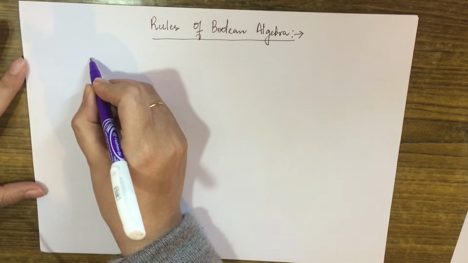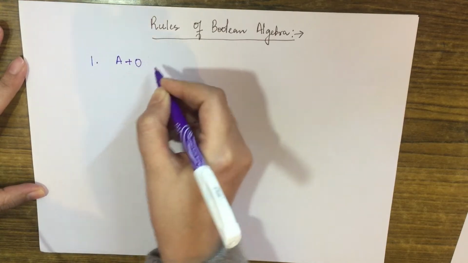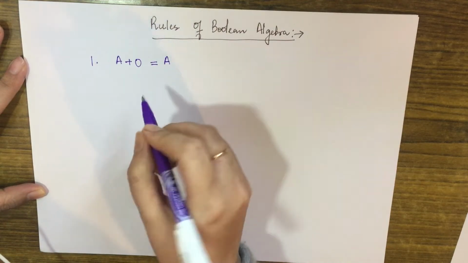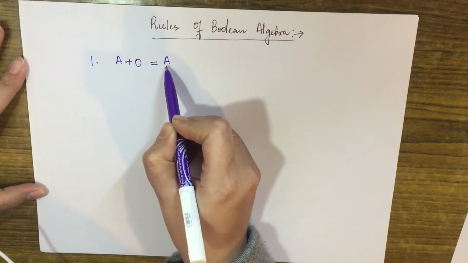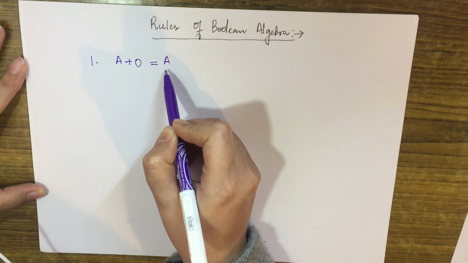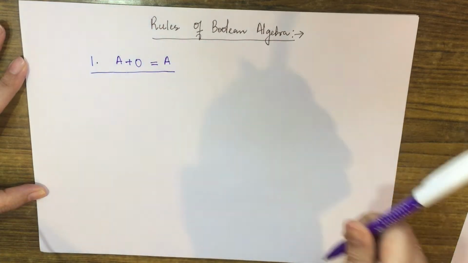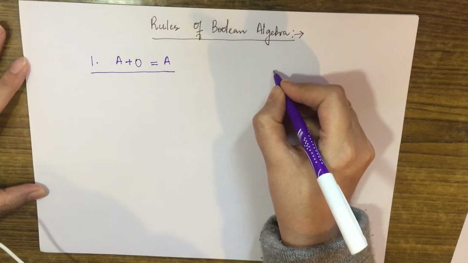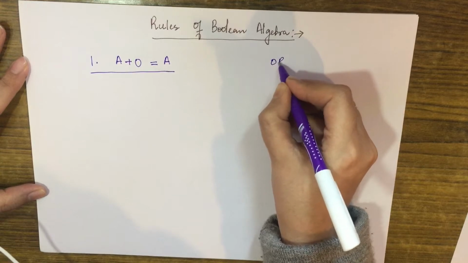So our rule number 1 is A OR 0 will always be equal to the variable A. That means whenever we OR a variable with 0, the result will always be equal to the variable. So this rule can be shown using the gates. Suppose we first make the truth table for the OR gate.